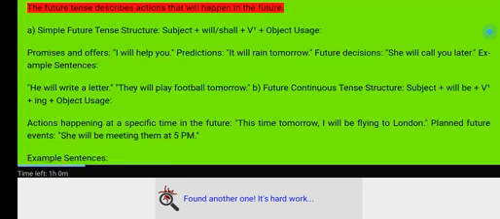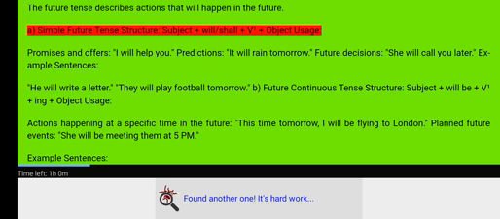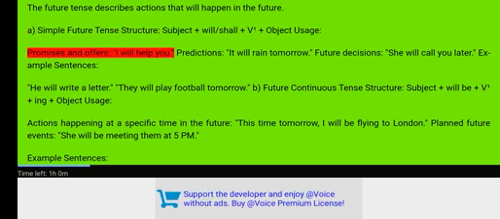3. Future tense. The future tense describes actions that will happen in the future. A. Simple future tense. Structure: subject plus will, shall plus verb plus object. Usage. Promises and offers: I will help you. Predictions: it will rain tomorrow. Future decisions: she will call you later. Example sentences. He will write a letter. They will play football tomorrow.